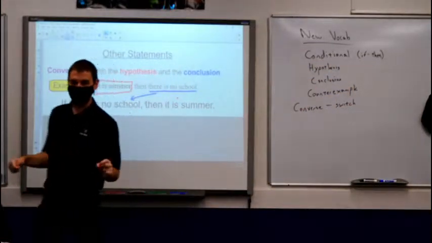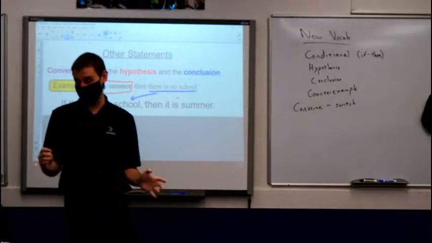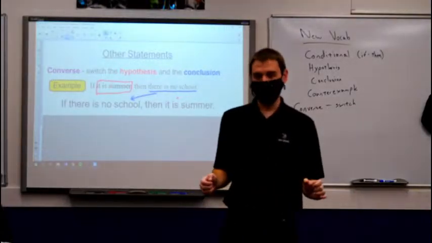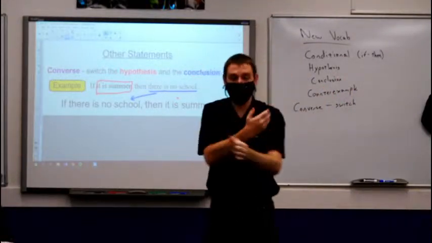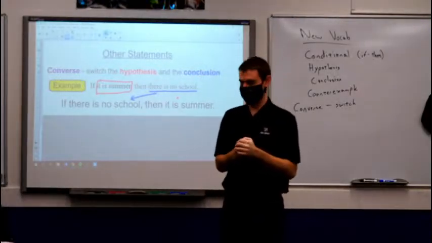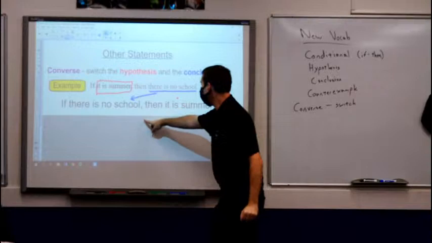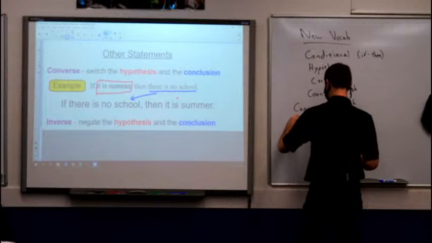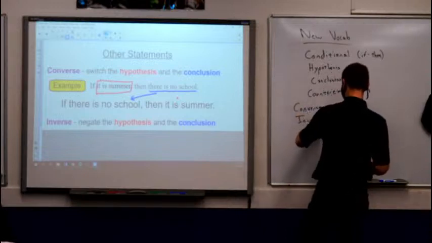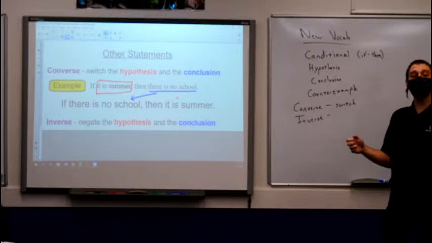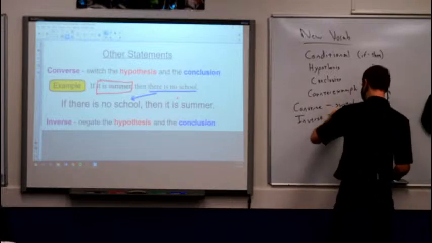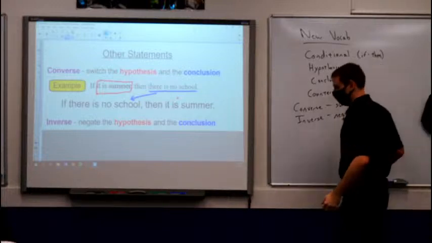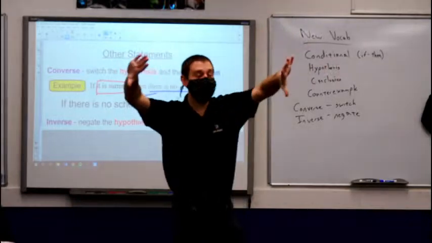They just got switched around. That is the converse. That's going to be the most common thing that we're going to do to a statement. The converse is going to be the one that's most common. And so that involves just switching around the hypothesis and conclusion. Then we have the inverse. For the inverse, this time we're going to keep the statements where they are, but we are just going to negate them.